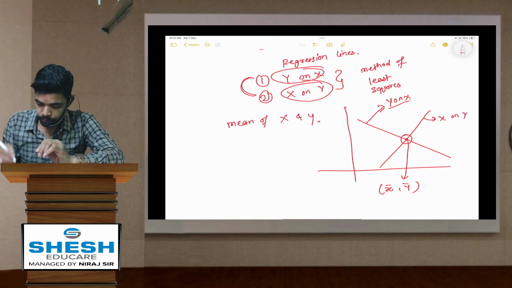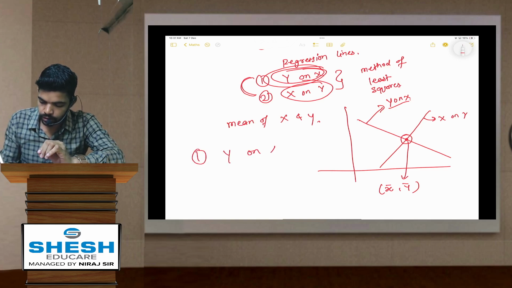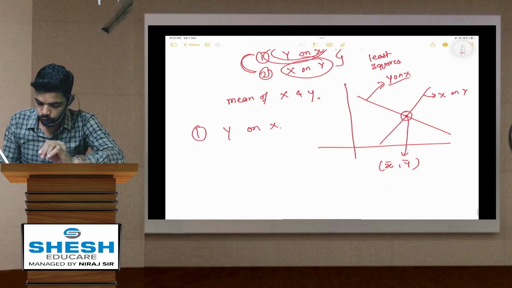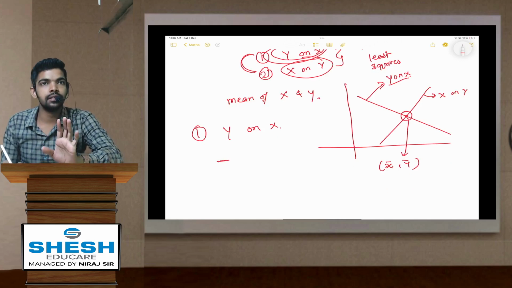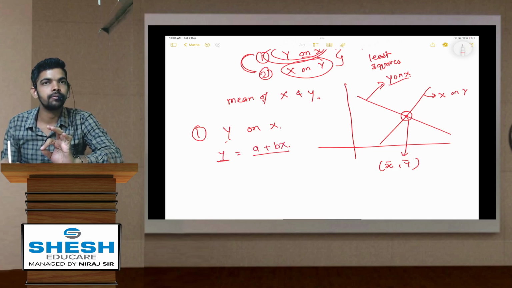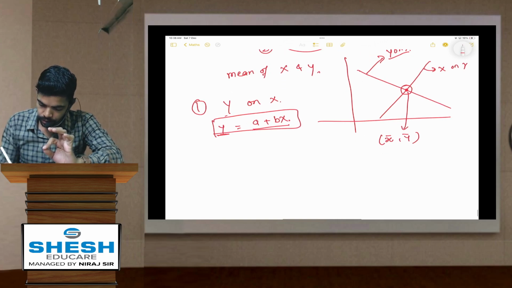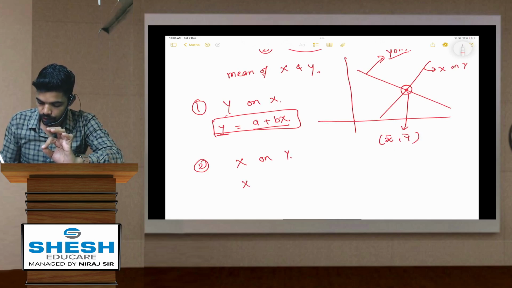Okay. First regression line is y on x. So generally if it is y on x, you will have y on the LHS and here you will have a plus bx in this form. So this is y on x, and similarly the regression line x on y will be written as x equals c plus dy.